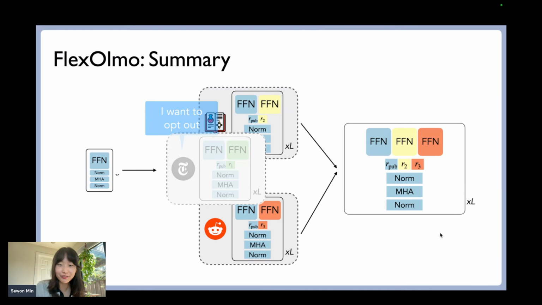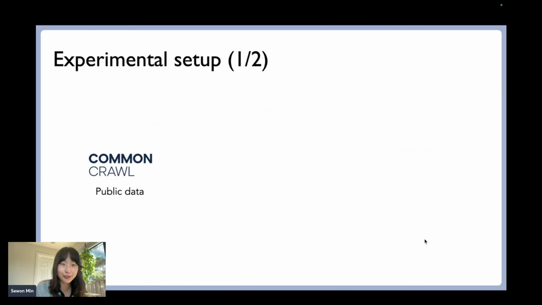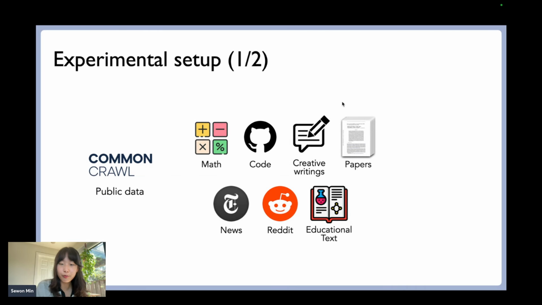Cool, so that's a summary of the method, and I'll now move on to our experiment. Before talking about the result, I'll describe the setup first. The first thing we had to do is define the data set for our experiment. In particular, we need a public data set as well as a set of private data sets. For public data, we use Common Crawl, and for private data sets, we use a set of domain-specific data sets, including math, code, creative writing, papers, news, Reddit, and educational text.